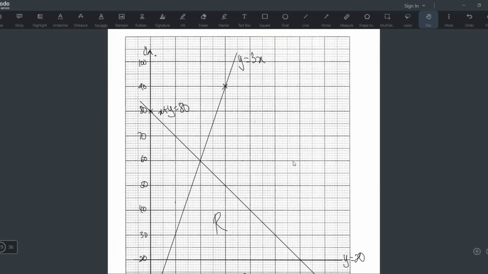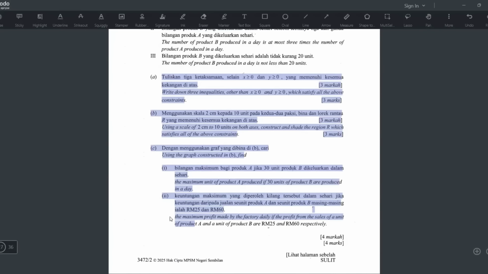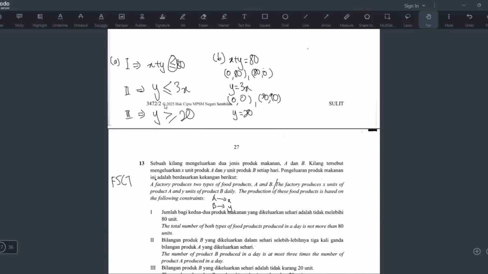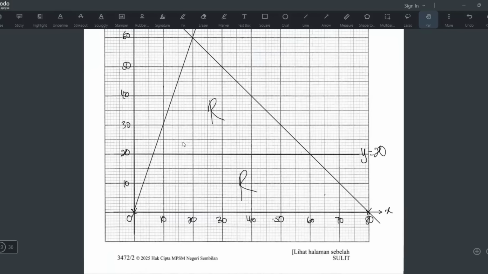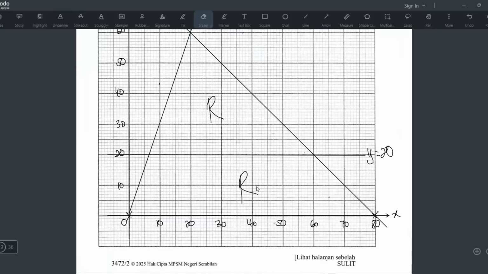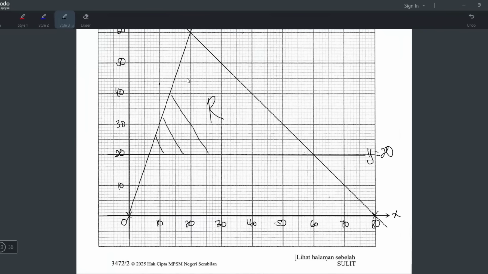So is it Y bigger 20 or Y smaller 20? So it's Y bigger 20. That means the shaded region have to be above this line right here. So confirm this one wrong already. So this is your shaded region. So now we have to shade this region. Okay, so it will look something like this. All right, I'm done with the part B.